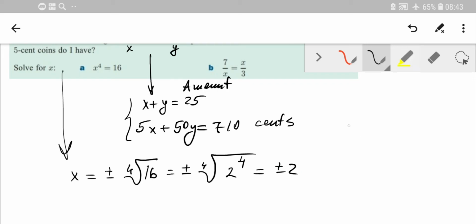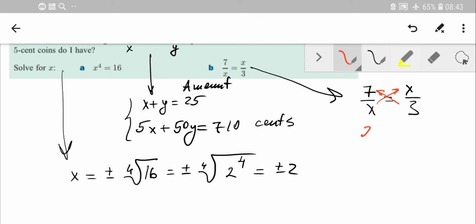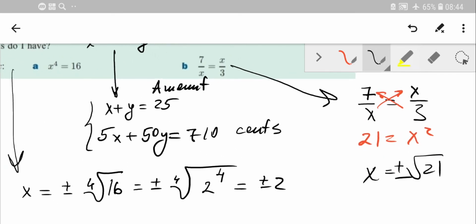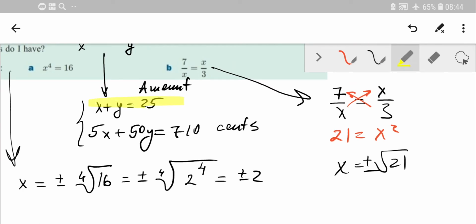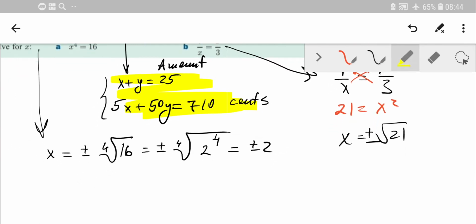Okay, so the next one, fractional. So B is the fractional one. 7 over x equals x over 3. What we're gonna do, we can crisscross multiply, and we'll get 21 equals x squared, from where we just take the square root of 21 and take the plus minus. That's it. Actually, finally, I'll show you how to solve the system.